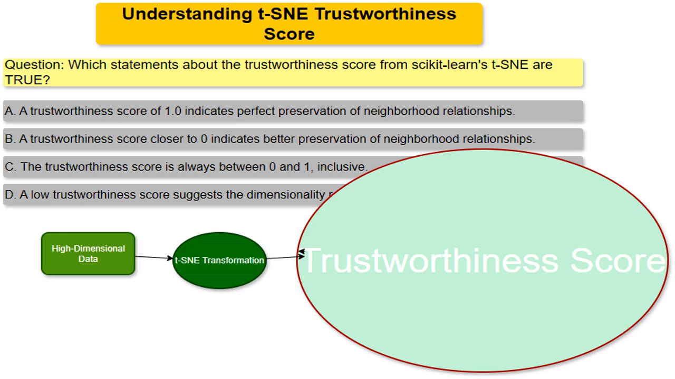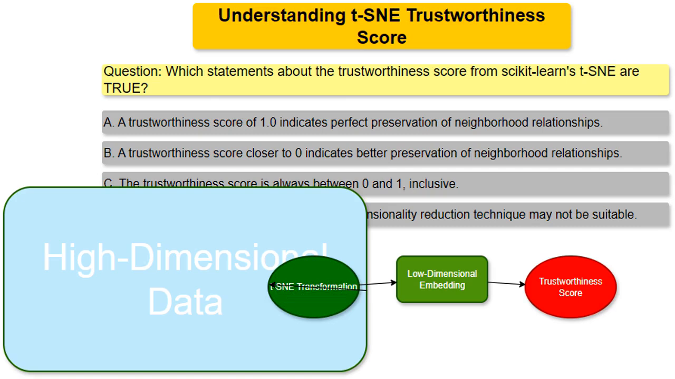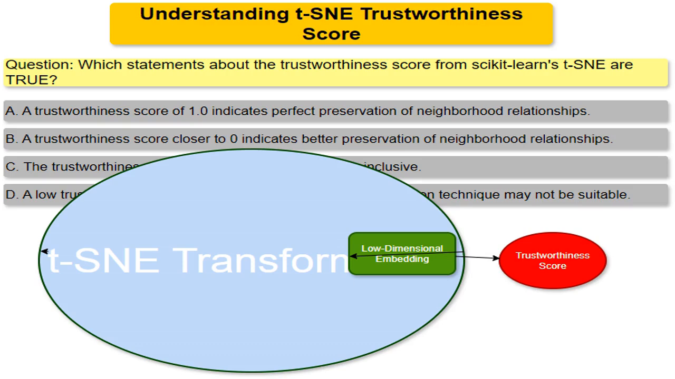This is what the statements and the questions are about. This refers to your original data, likely with many features, variables. It's difficult to visualize this type of data directly. This is the process of applying the t-distributed stochastic neighbor embedding, t-SNE, algorithm.